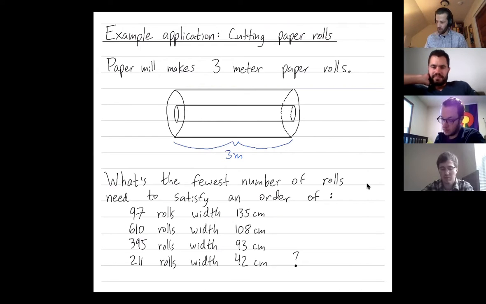So here's our paper roll. You could unroll it, and maybe this red paper comes out, and we can use it to make a pretty poster. And the width of each roll is 3 meters, which is 300 centimeters.